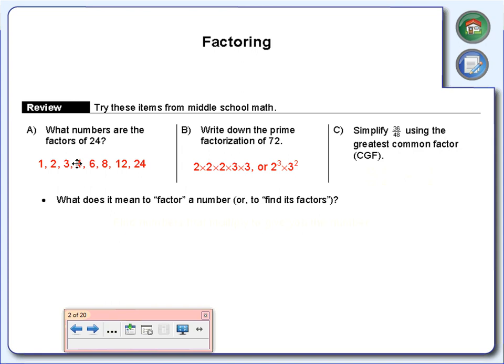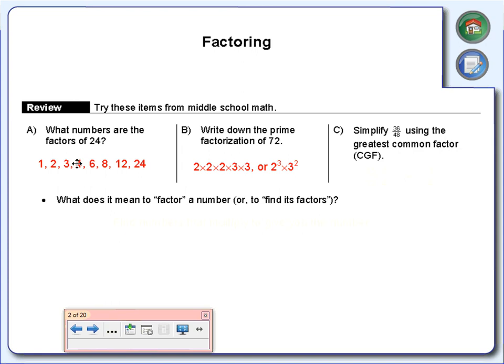Now that last part over there, C, says we have the fraction 36 over 48, and they want us to simplify that fraction using the greatest common factor. In other words, reduce it. How do you reduce it? What did y'all do in middle school to reduce these fractions? You wrote out all of the prime factors? That would be one way, like over here, writing out all the prime factors and canceling them out.